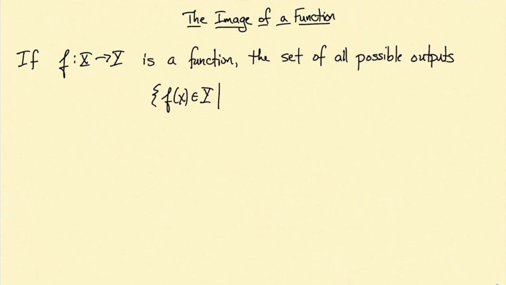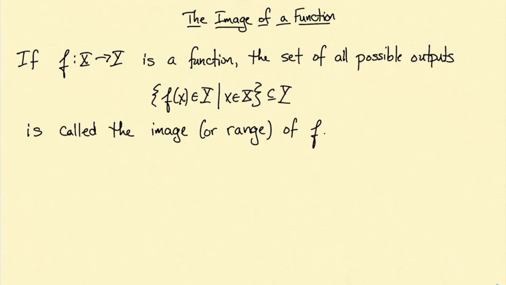So the next concept we want to recall is that of the image of a function. Now that we understand the domain and the codomain of a function, our next step in analyzing a function f from X to Y is often to determine the set of all possible outputs. It is normally referred to as the image of the function f, or you may also sometimes see people call it the range of the function f.